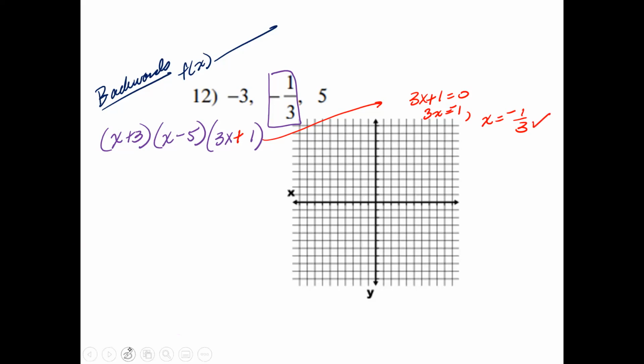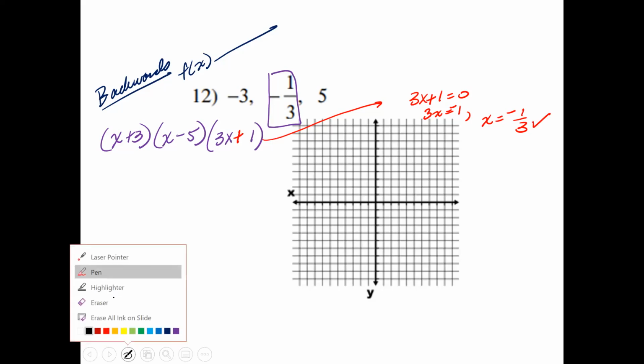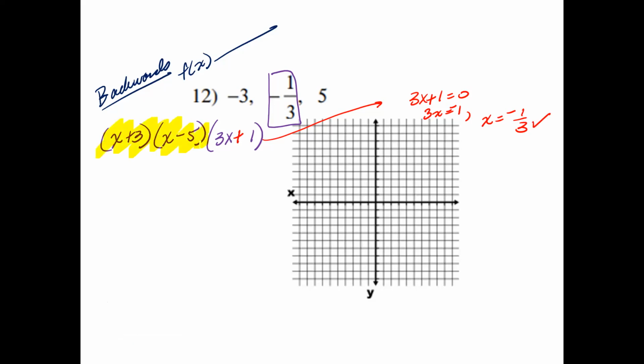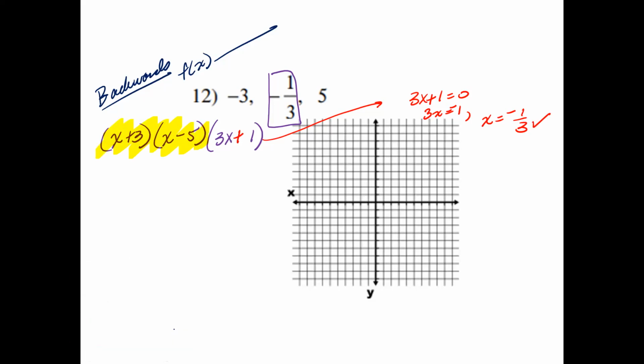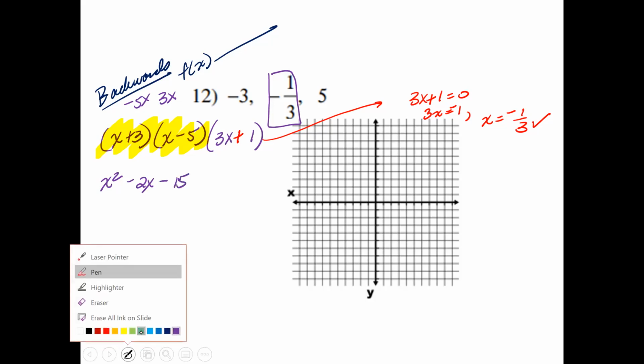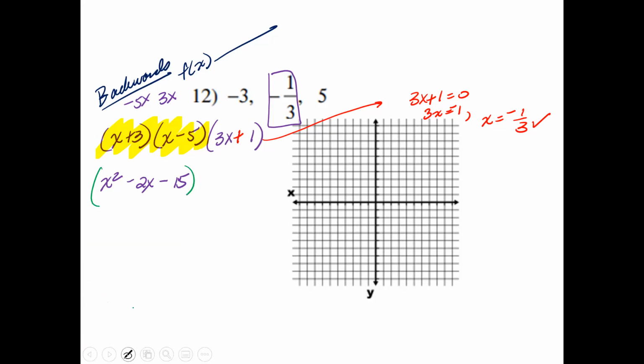So then once you have this, we're gonna go ahead and FOIL the first two, these two right here. Remember it's FOIL. So your first, you're gonna get an x squared. Your outer, you're gonna get a negative 5x. Your inner, you're gonna get a 3x. But if you combine those together, it's a negative 2x. And then your last is 3 times negative 5, which is negative 15.